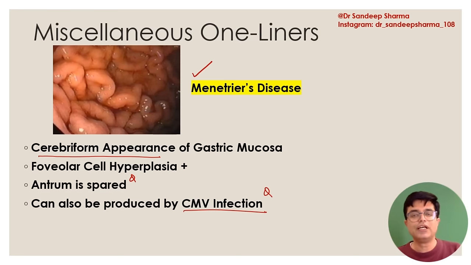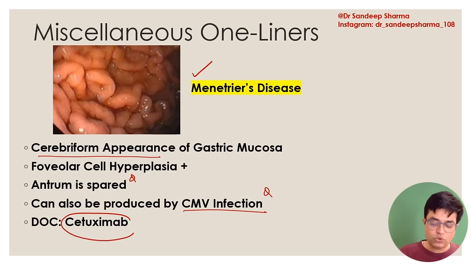So at least 3 or 4 points we need to remember, because examiners are going to be the same and exams are becoming more clinical. That is why, you know. So antrum is spared, can also be produced by CMV infection. What is the drug of choice in these patients? That is a monoclonal antibody called as cetuximab. Right. So this covers our GIT part. Let us quickly review now the hepatology part.